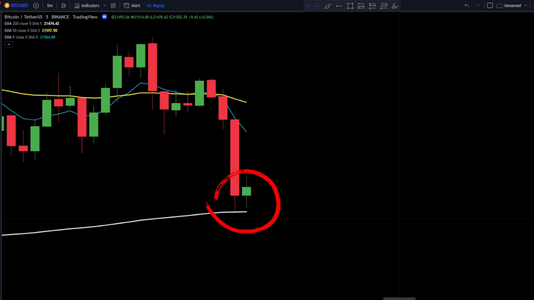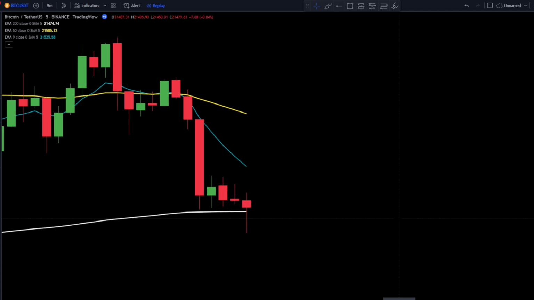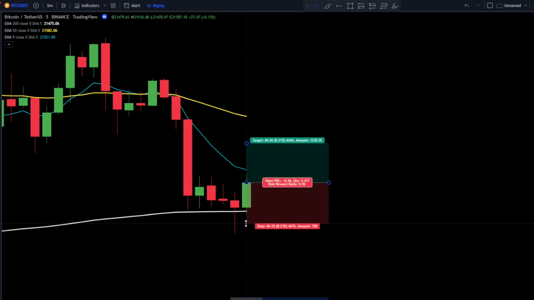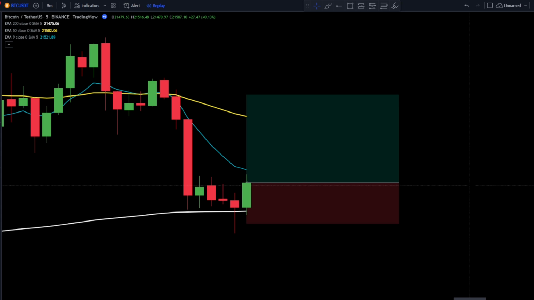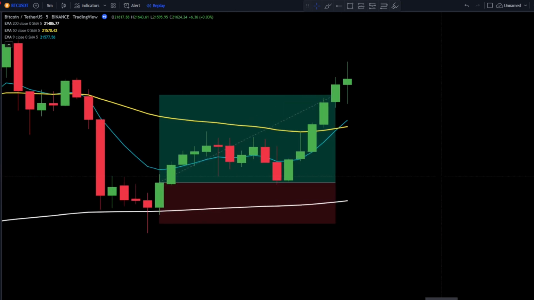This is a bounce, but if you want, you can wait for more confluence, like a bullish candle. This is a very bullish candle. We enter our trade. This one was also a winner.